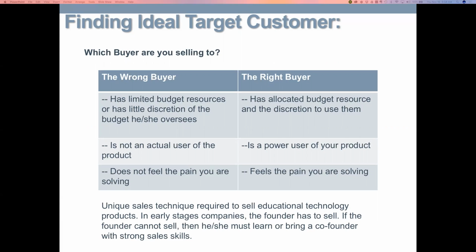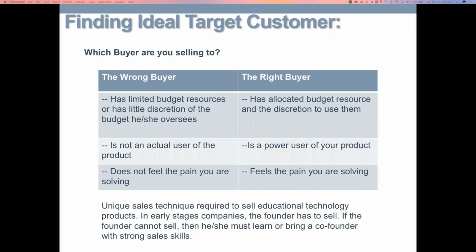You can waste lots of time talking to people who will not buy a product. Some of the indicators of the wrong buyer are that they have limited budget resources, they have little discretion over the budget that they oversee, and they're not an actual user of the product.